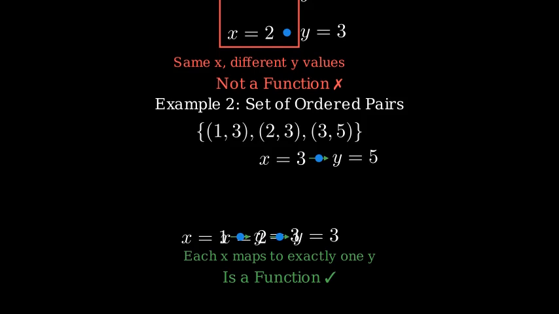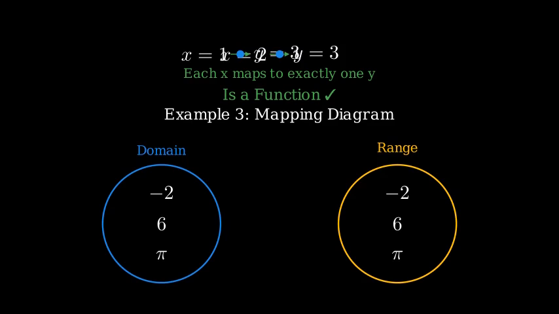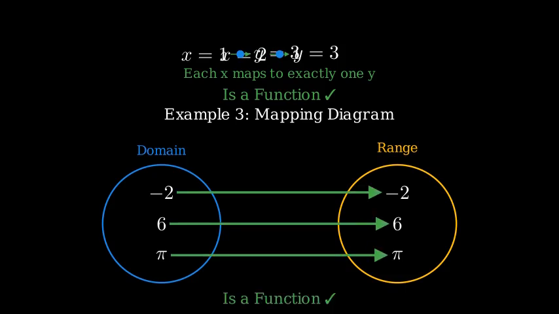Let's look at another example in the form of a mapping diagram. Here we have a domain with elements -2, 6, and pi, all mapping to corresponding elements -2, 6, and pi in the range. Is this a function? Yes, because each domain value maps to exactly one range value.